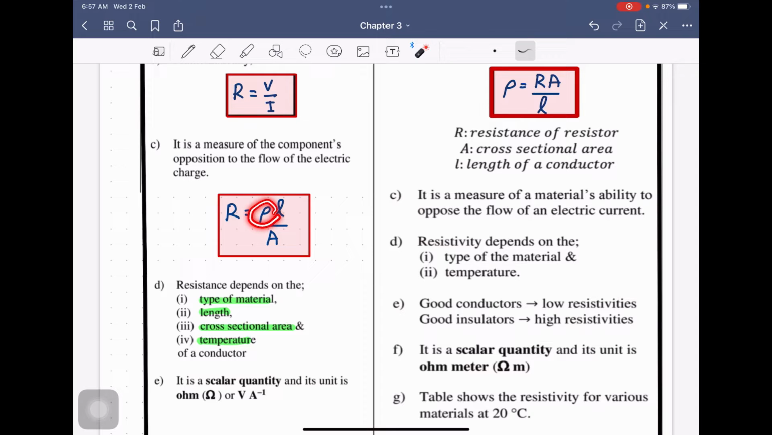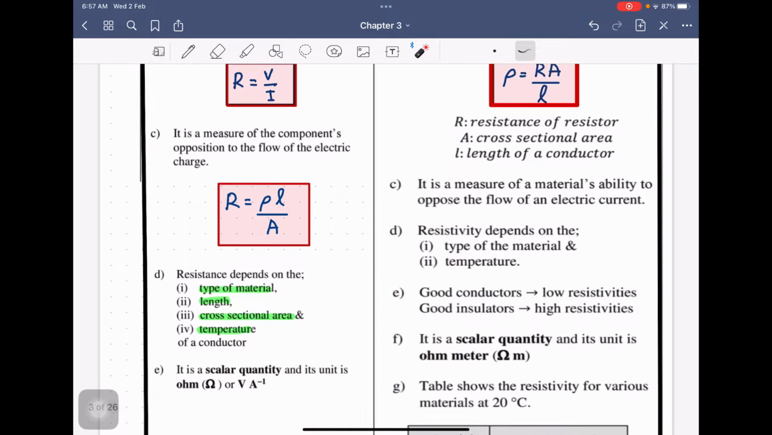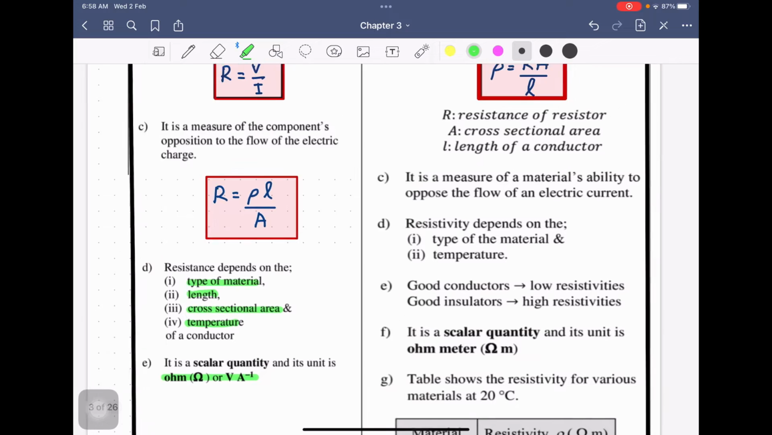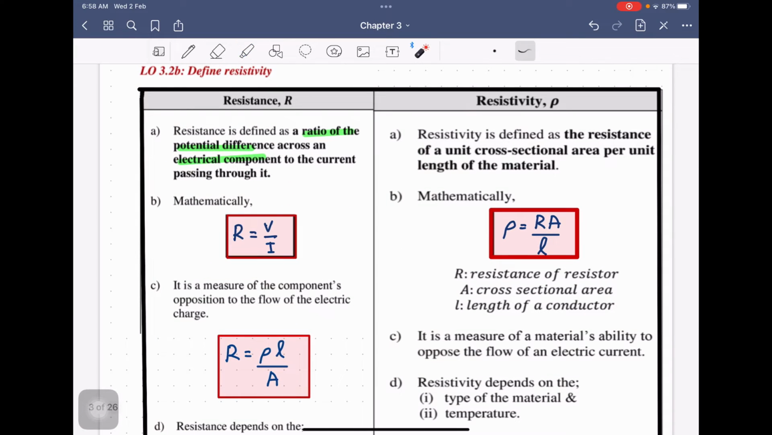Okay, lepas ni kita akan masuk apa itu resistivity. Okay, resistivity depends kepada type of material. Okay, maksudnya resistance dia akan depends kepada type of material yang digunakan. At the same time, R is inversely proportional dengan cross-sectional area. Okay, so cross-sectional area juga akan memainkan peranan penting pada nilai resistance. And at the same time, it's a temperature. Okay, ini adalah resistance. Okay, resistance adalah scalar quantity dan dia punya units adalah ohm ataupun volt per ampere. Okay, now barulah kita boleh proceed kepada apa itu resistivity.